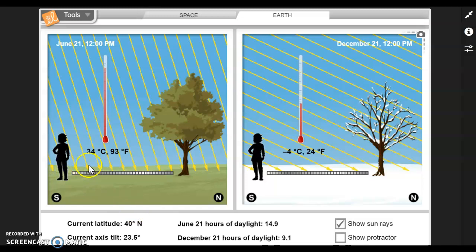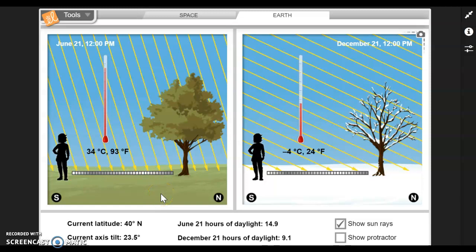So when there is a greater angle, all right, so when the angle is near that 90 degrees, it's more direct. So it's more directly hitting the earth. More rays are able to hit the earth. And so we see an increase in temperature when the angle is greater, and therefore more rays are allowed to hit the earth. So finally, you should have drawn a conclusion.